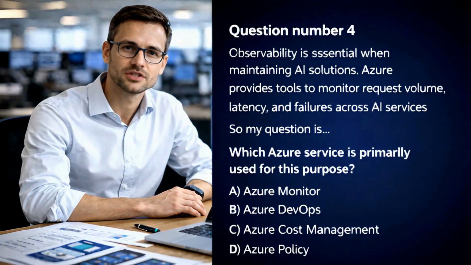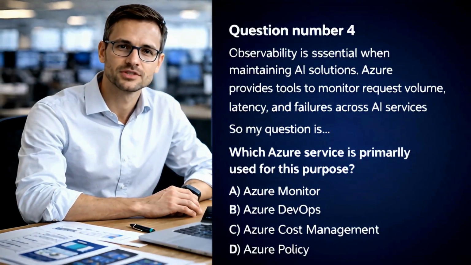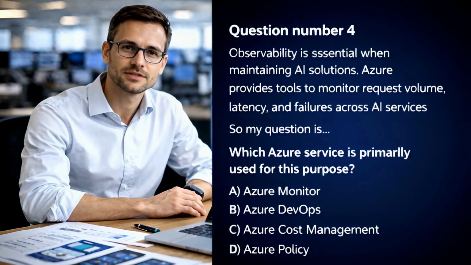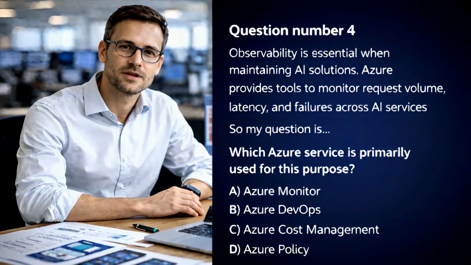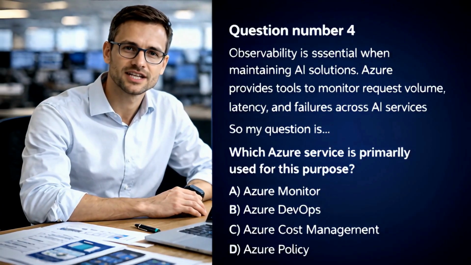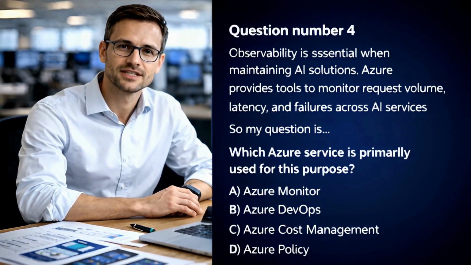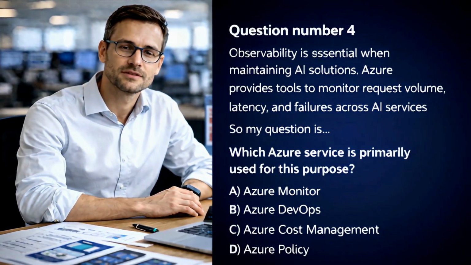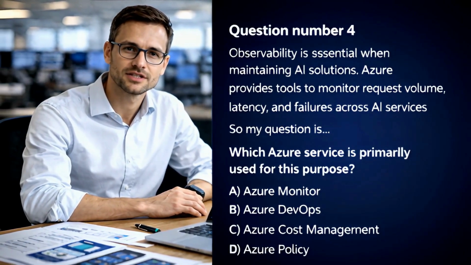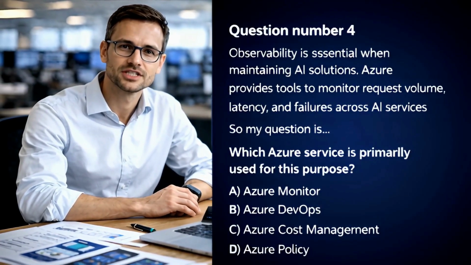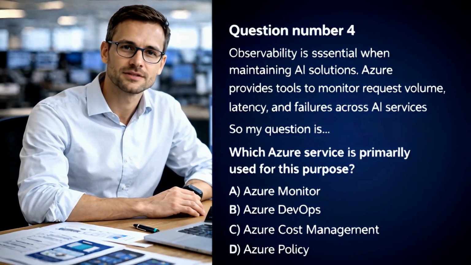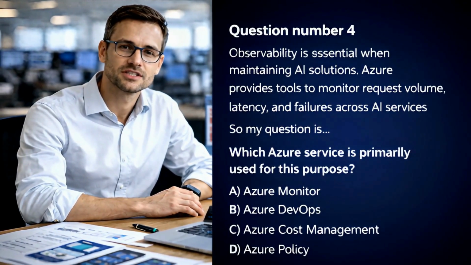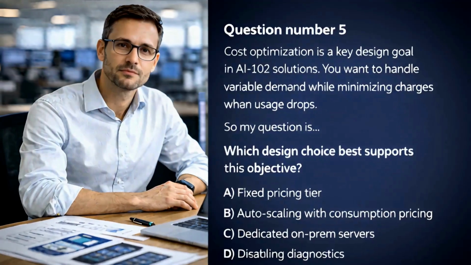Question number 4. Observability is essential when maintaining AI solutions. Azure provides tools to monitor request volume, latency, and failures across AI services. So my question is, which Azure service is primarily used for this purpose? Options are A. Azure Monitor, B. Azure DevOps, C. Azure Cost Management, D. Azure Policy.